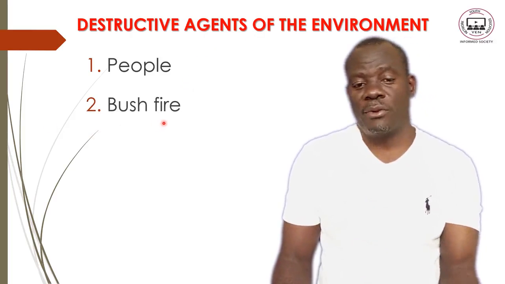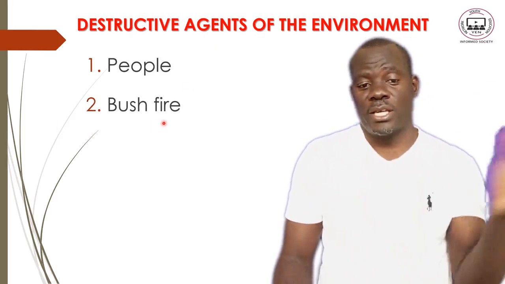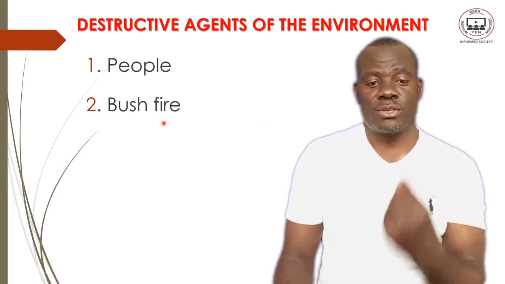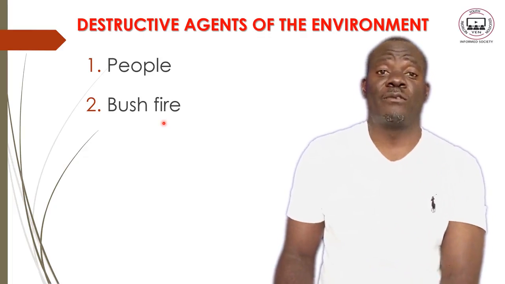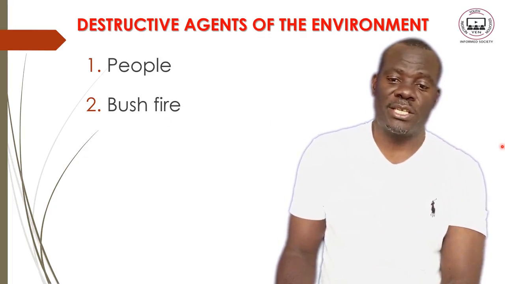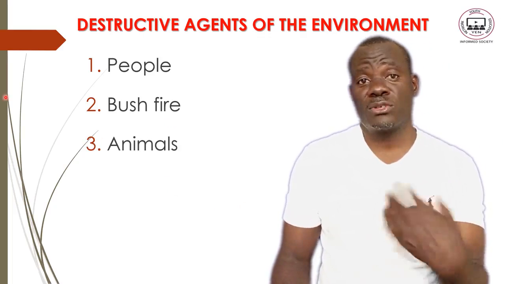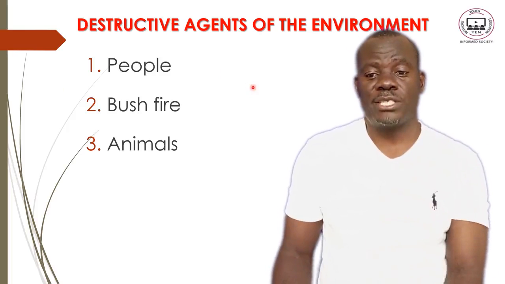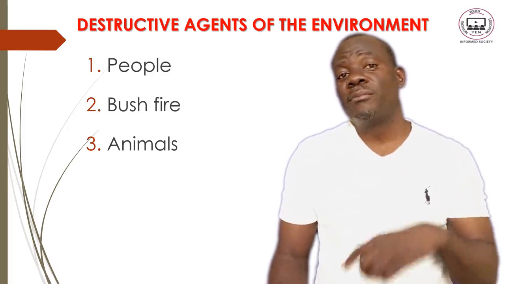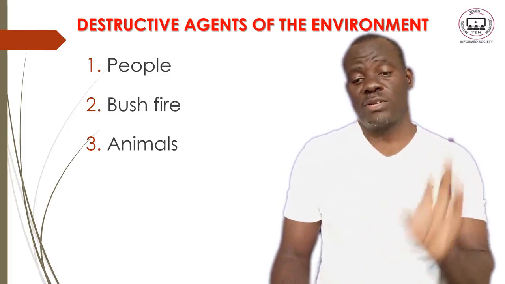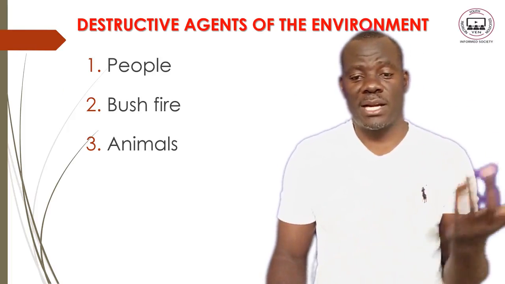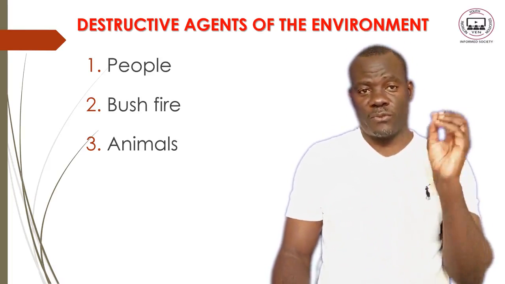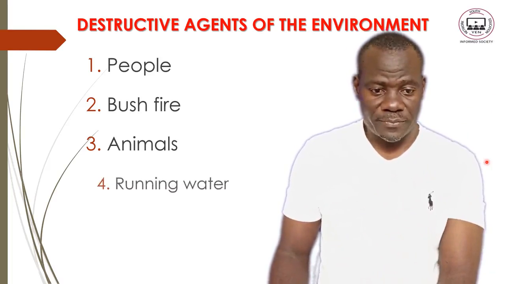Also bushfire. When there is bushfire, it burns things and destroys the environment there. So bushfire is also an example of a destructive agent. And also animals can be a good example of destructive agents. Grazing them now and again at one place, you find that grass no longer grows in that area because you have killed all that area by grazing the animals there.